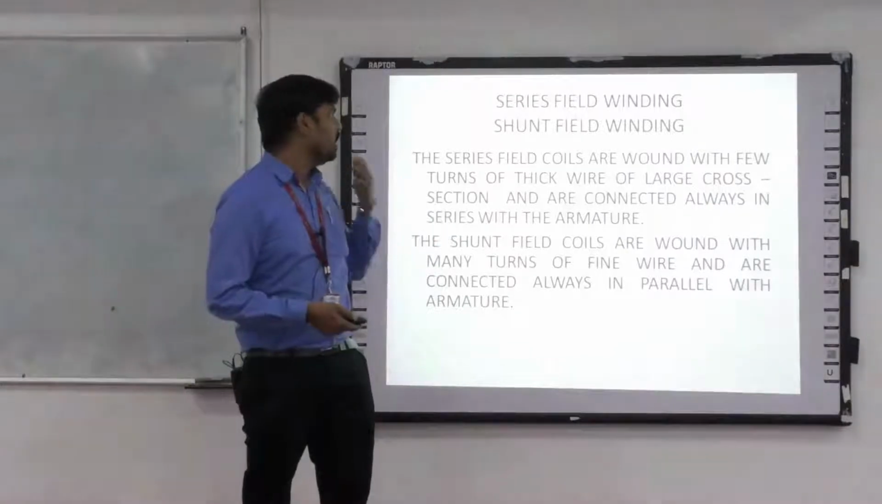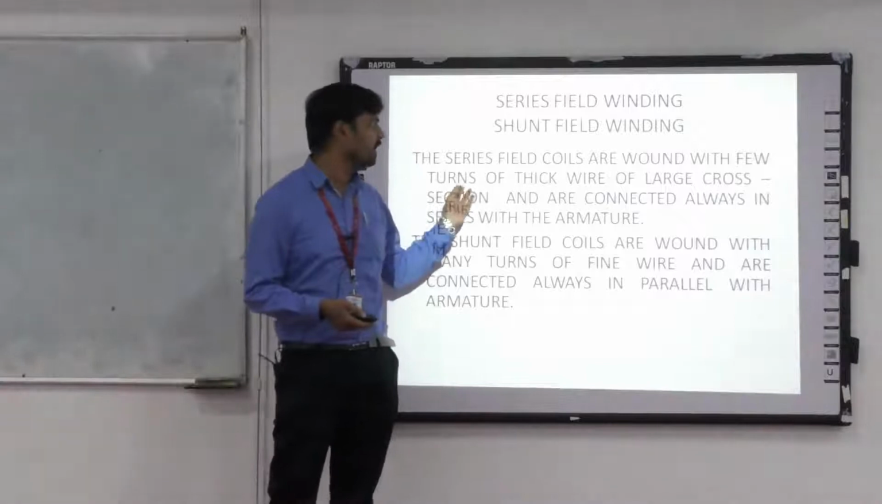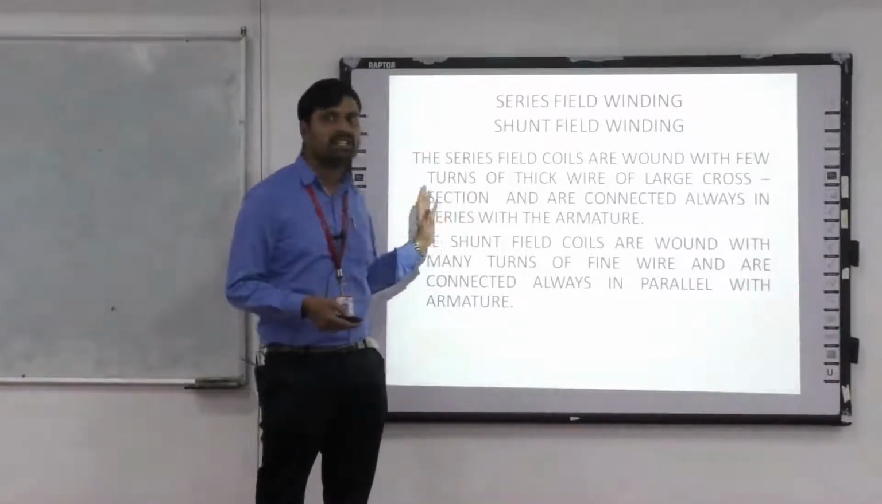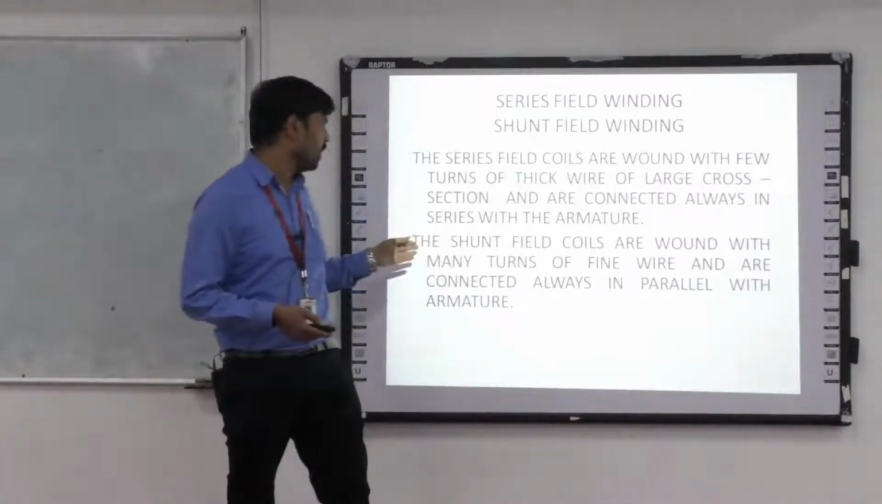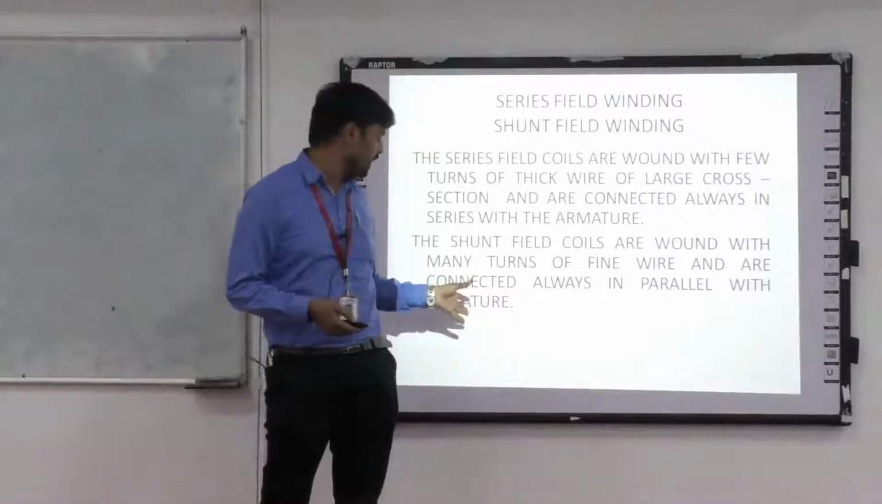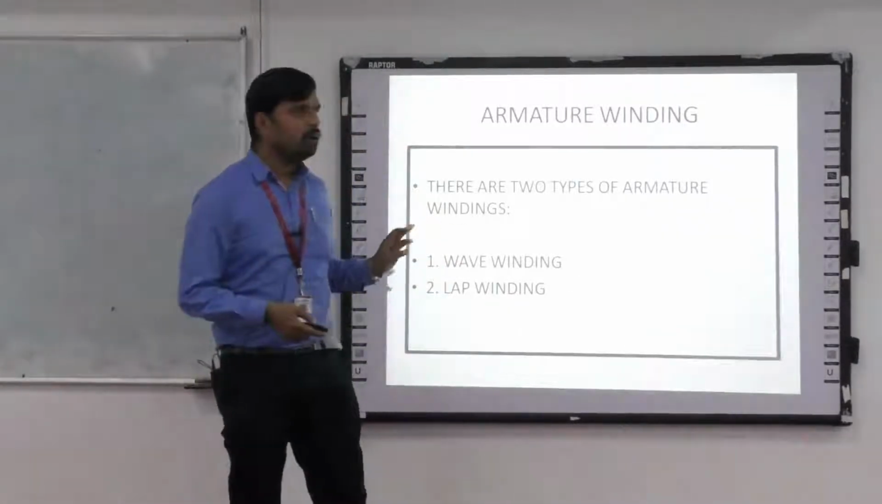Right? You see there, the series field windings are filled with a few turns of thick wire of large cross-sectional area and are always connected in series with the armature. The shunt field is wound with many turns of fine wire and is always connected in parallel with the armature. Right?